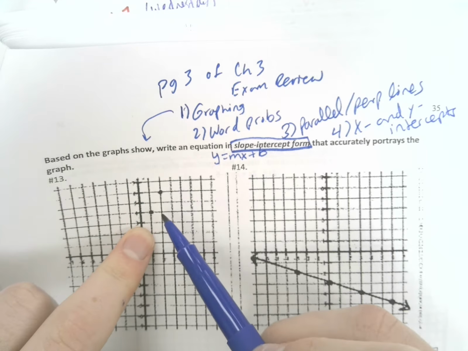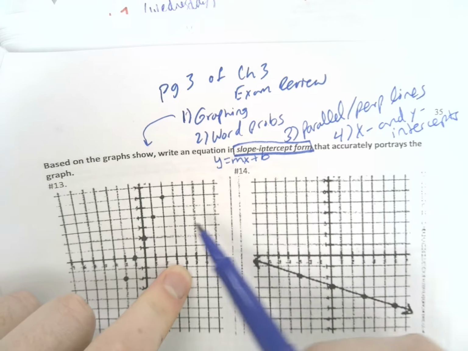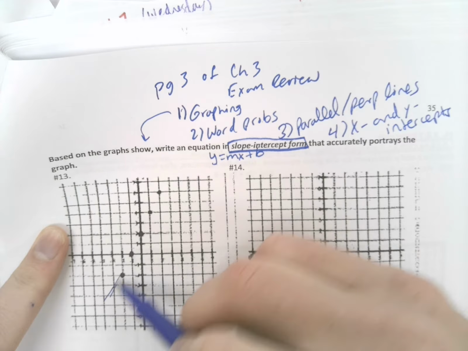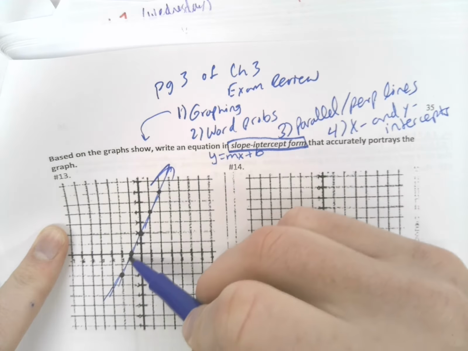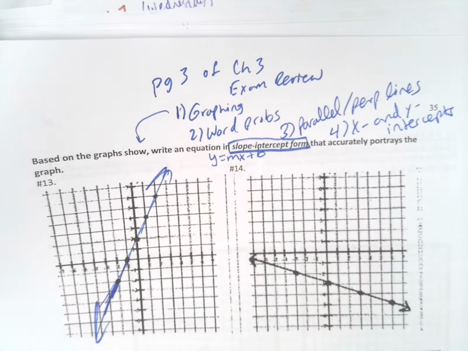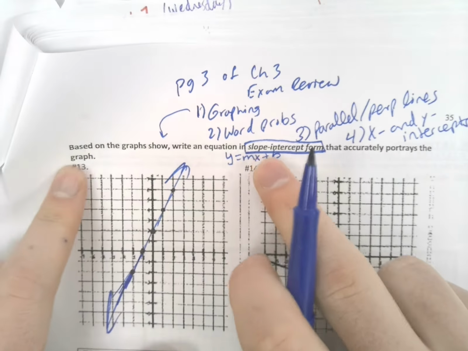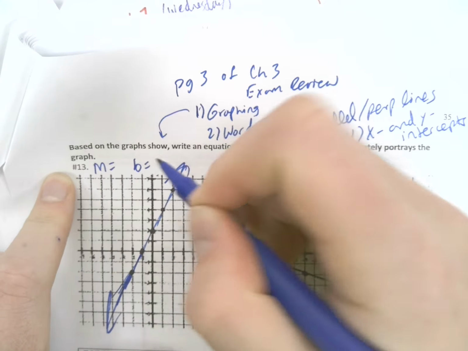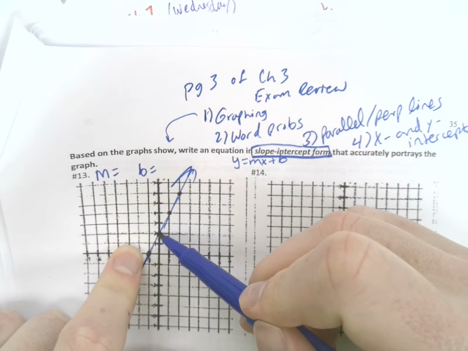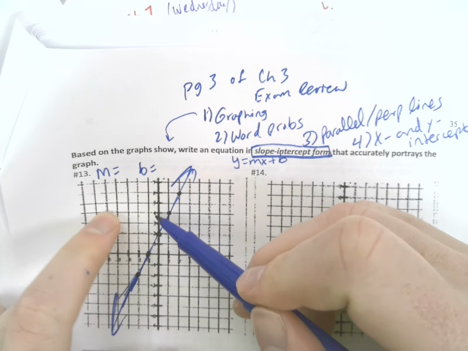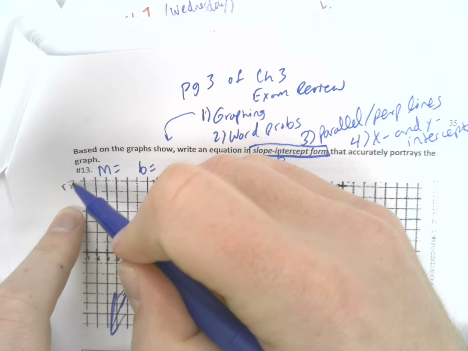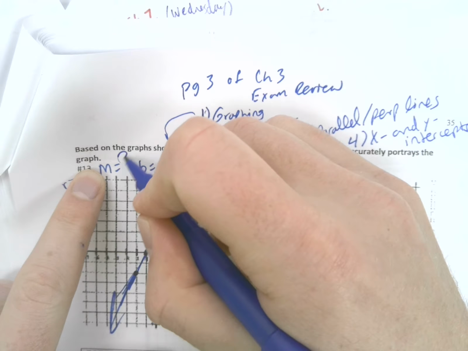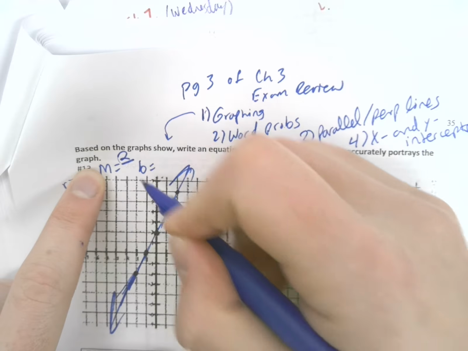So based on the graph shown, write an equation in slope-intercept form that portrays these graphs. So you're going to see we got some dots here, and I'm actually going to go ahead and connect those like they should be. So first thing we need for slope-intercept form, we need a slope. We need m, and we need b. So m looks like we're going up 1, 2. Remember, rise over run. So slope would be up 2, and then right 1.